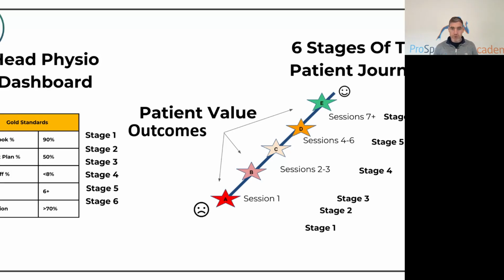So where's our therapist dropping off, our patients dropping off? And usually then we can correlate that to a stage. And then we can see, okay, well, what were the stages before that? And what were the key actions that didn't happen in that stage?